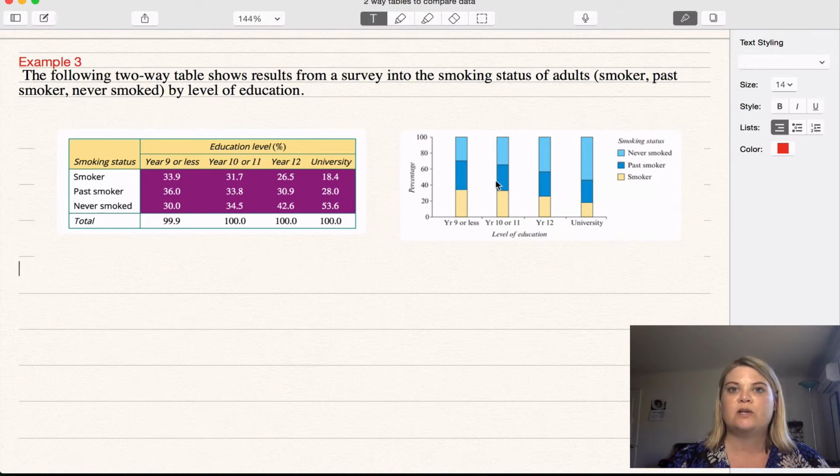I'd like you to pause your video now and have a go at writing a report on this data. You can choose which row you use to report on, and then we'll go through it together.